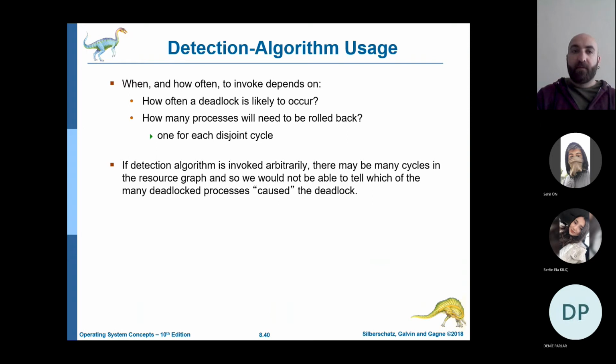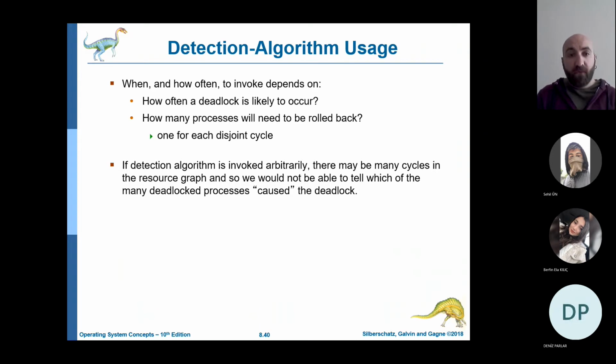So when should we actually invoke the detection algorithm? Okay, we have the detection algorithm and we have to invoke it. So the question is when should we invoke the detection algorithm? Actually, the answer depends on two factors. The first one, how often is a deadlock likely to occur? We know our own system, so based on that, we have to answer how often we are going to face a deadlock. And second, how many threads will be affected by a deadlock when it happens?